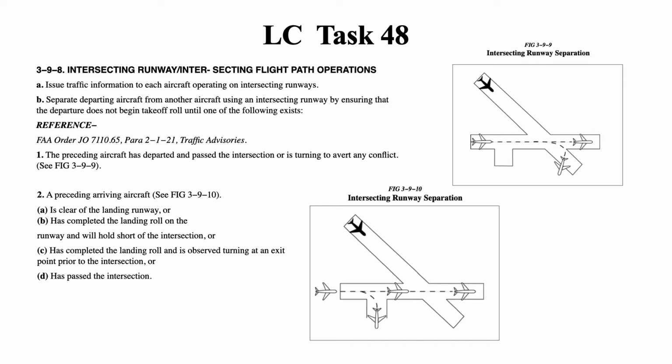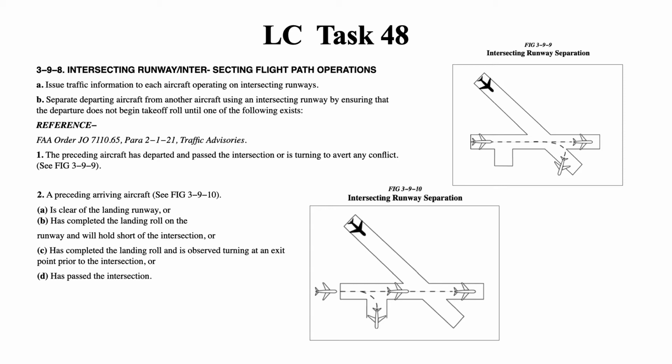So back to that figure 3-9-9, the aircraft has either departed and passed the intersecting runway or has turned south or north in this picture, depending on the flight path that they need or the pilot's request. So as soon as they're no longer in the path of that aircraft, you can issue a departure clearance.